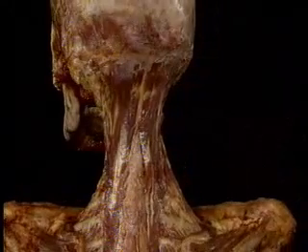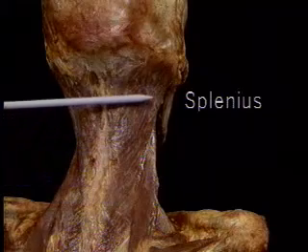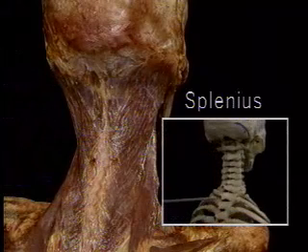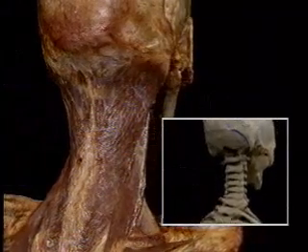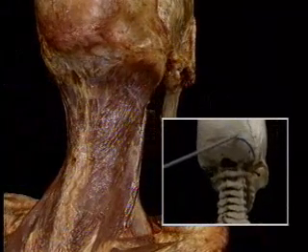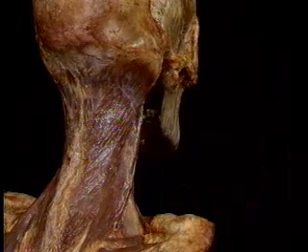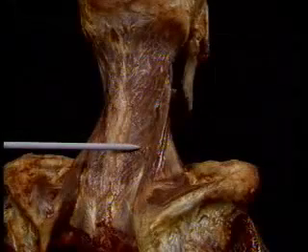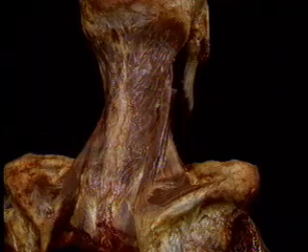Next we'll add splenius to the picture. Here's splenius. It's a broad strap of muscle which arises from the spinous processes of T3 to C7 and from the lower half of the nuchal ligament. Splenius passes upward and laterally to insert in the lateral half of the superior nuchal line and on the back of the mastoid process. Splenius assists in rotating the head toward the same side. This muscle beside splenius is levator scapulae, which is shown in volume 1 of this atlas.